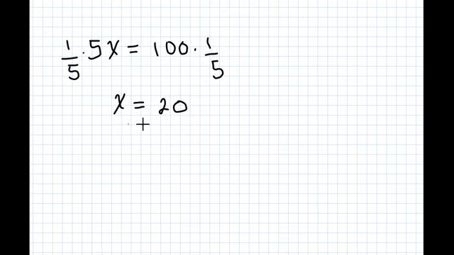Now you notice we get another equation here. We started out with an equation and we end with an equation. But actually what we're looking for is what number can I plug in for x so that this makes a true statement. So 5 times 20 is equal to 100. Let's look at some others.